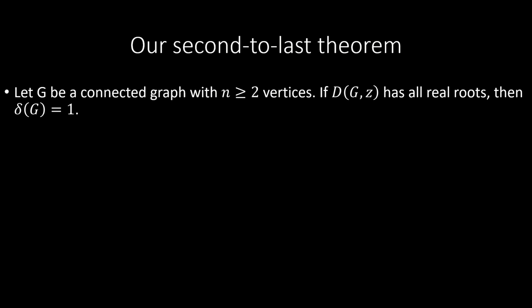First, let G be a connected graph with n greater than or equal to 2 vertices. If the domination polynomial of G has all real roots, then the minimum degree, delta of G, is 1.